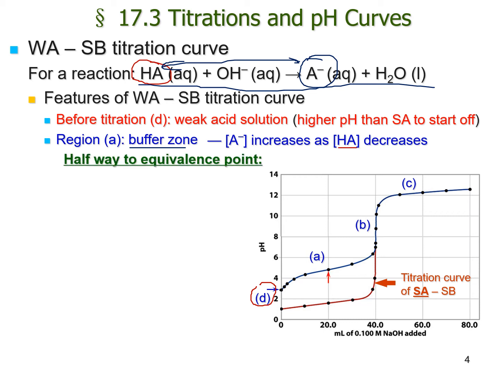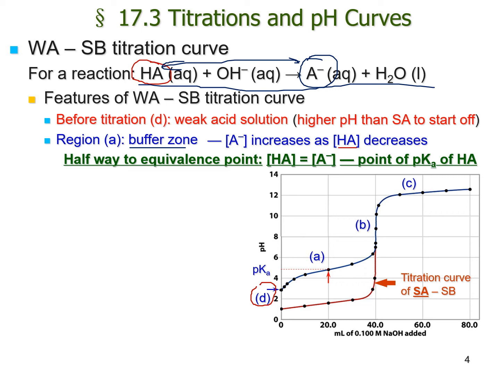Right in the middle of this buffer zone, which is halfway to the equivalence point, that means exactly half of HA is reacted to form A minus. Half of HA is converted to A minus, so the concentrations of acid and its conjugate base are the very same, equal to each other. Remember, it's a buffer solution. We can use the HH equation. CB over CA, if they both have the same concentration, that would be log of 1. Log of 1 equals 0. So the pH of this solution at this point right here is actually pKa. So from this region A, halfway to the equivalence point is where the pKa lies.